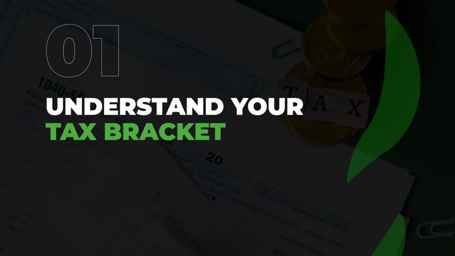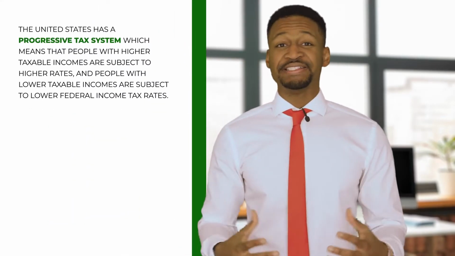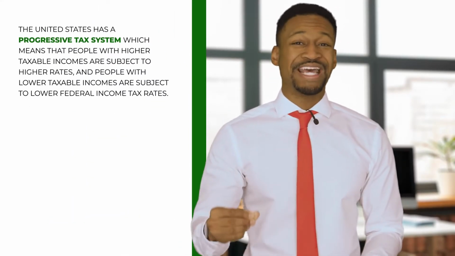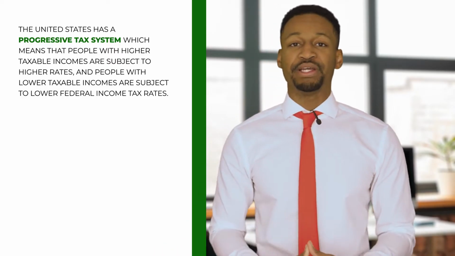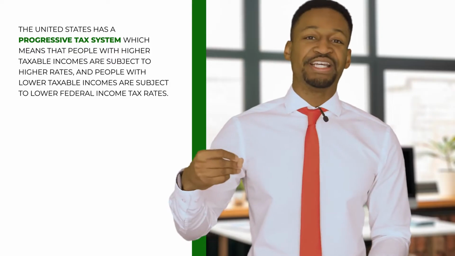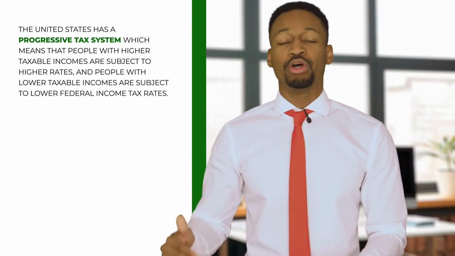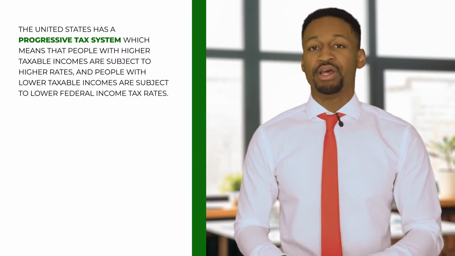All right, let's go ahead and dive in with step number 1. Understand your tax bracket. Now, the United States has what is called a progressive tax system, which means simply people with higher taxable incomes are subject to higher tax rates, and people with lower taxable incomes are subject to lower federal income tax rates. This is what helps make the tax system fair.